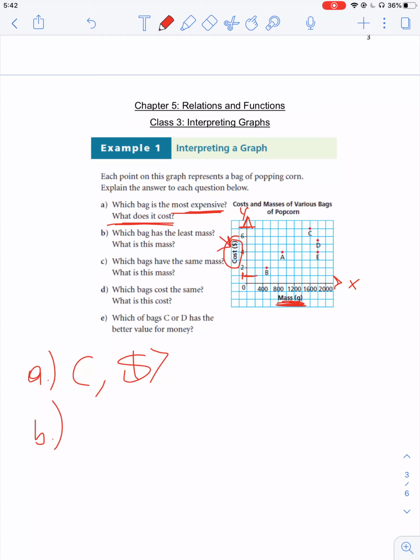Question B, which bag has the least mass? Least, we're talking about mass. So now we have to look at the x-axis, and the smallest one over here seems to be B. So B is the smallest one, and then they're asking me how much does it weigh. What is the mass? Again, if this is 400, then in between it's going to have to be 200, right? So if this is 200, then this has to be 400.